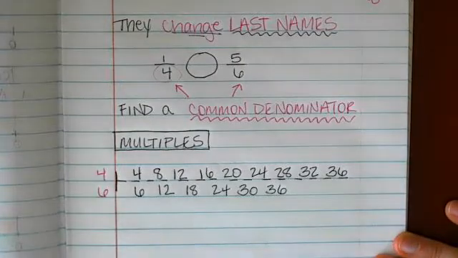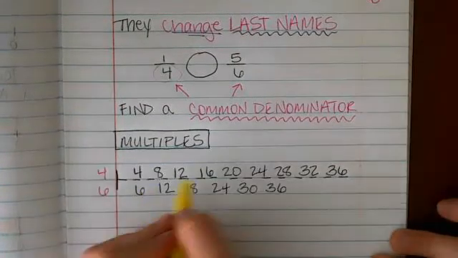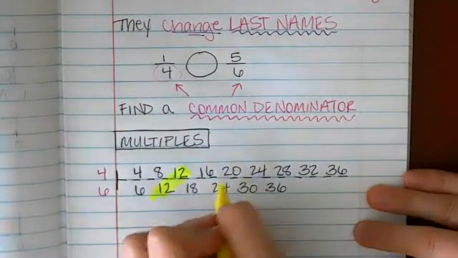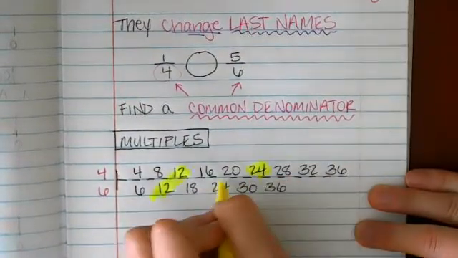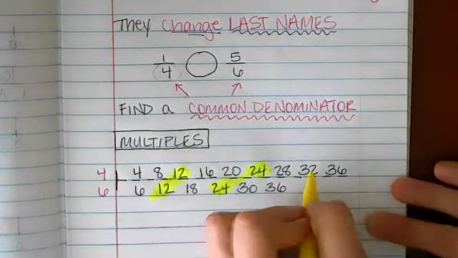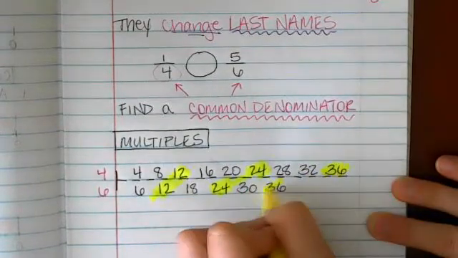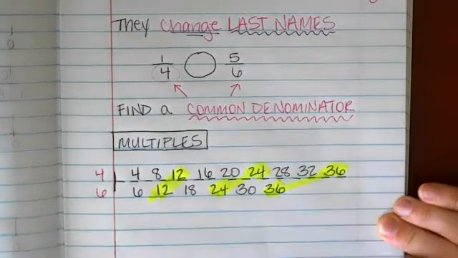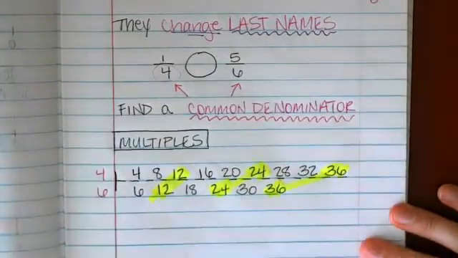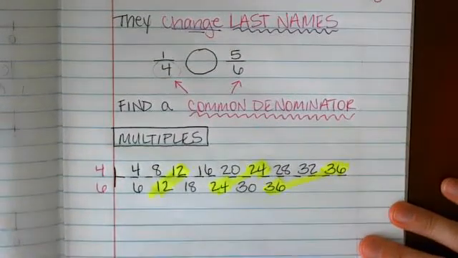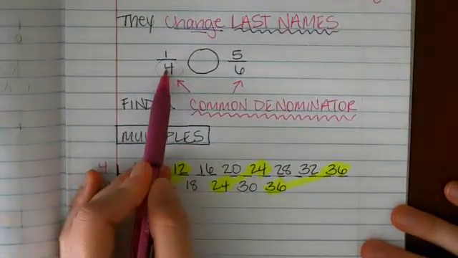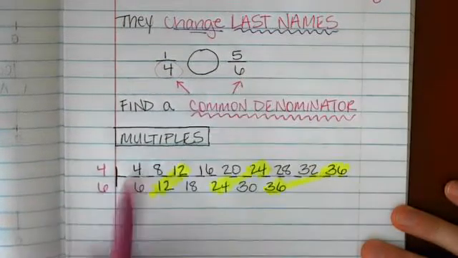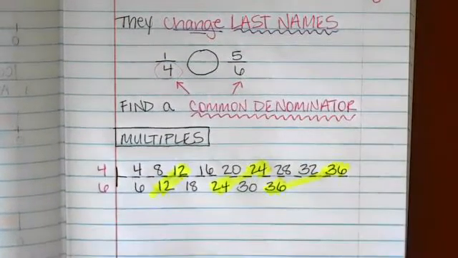I already see some multiples that they have in common. First and foremost, they both have 12 in common. They also have 24 in common. And they also have 36 in common. But I don't have to go as far as 24 and 36. I can just leave it at 12. So what I'm going to do is change 1/4 into a fraction that has 12 in the denominator, and I'm going to change 5/6 into an equivalent fraction that has 12 in the denominator.